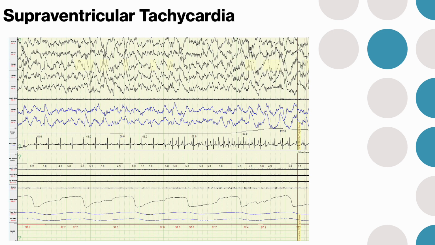And here's a run of premature atrial contractions, PACs, and the run is called supraventricular tachycardia. Supra meaning above, ventricular meaning ventricles, so somewhere above the ventricles, and it's fast. And these are PACs, and they're quick. Premature atrial contractions. These are a run of those.